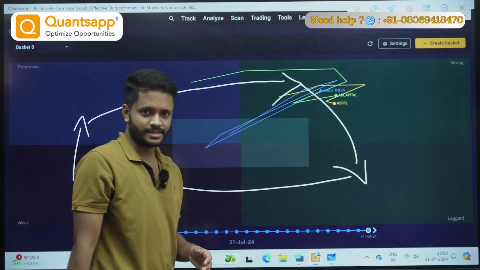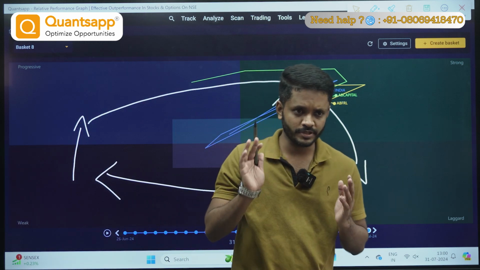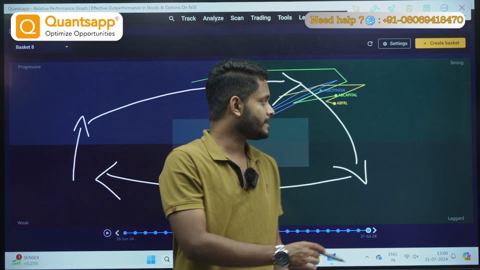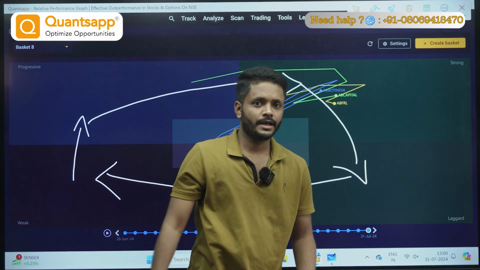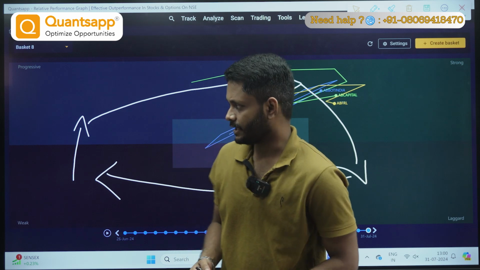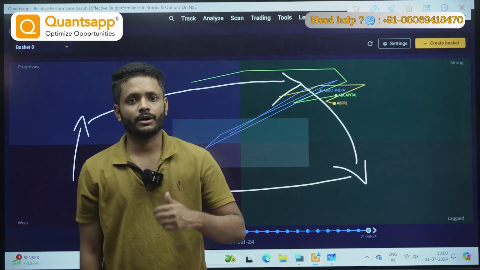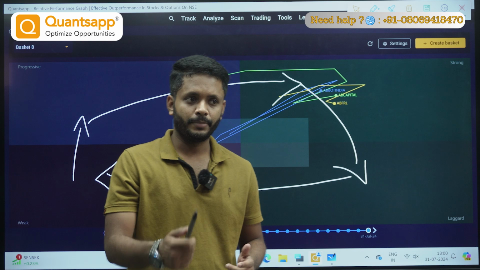So it's purely subjective whether you want to book your profits in strong zone or whether you want the system to give you an exit signal by entering the laggard zone. That is purely subjective. So this was the condition for a bullish trade. Now let us understand the condition for a bearish trade.